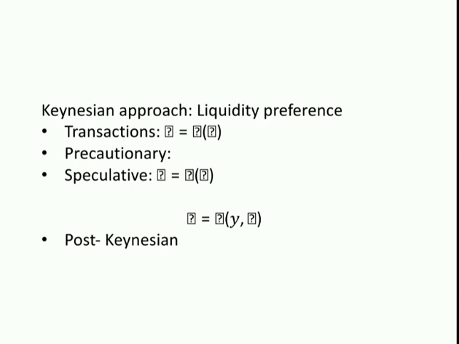The total demand for money, L, is a function of both income and interest. Therefore, L is equal to LT plus LS, which is equal to f of Y, R plus f of R. Thus, L is equal to f of Y, R.